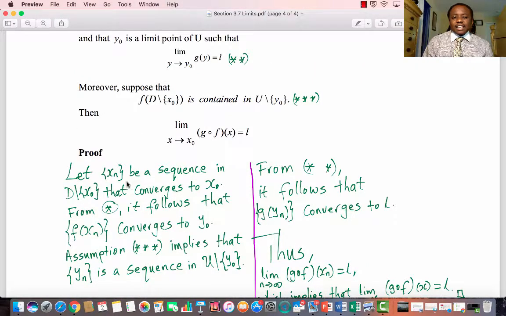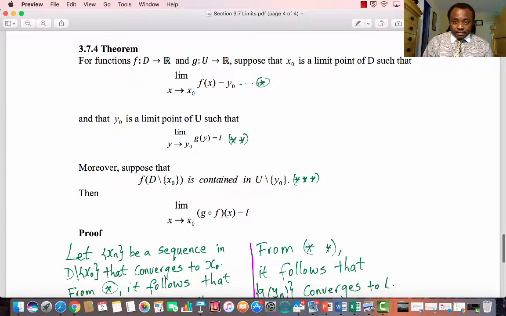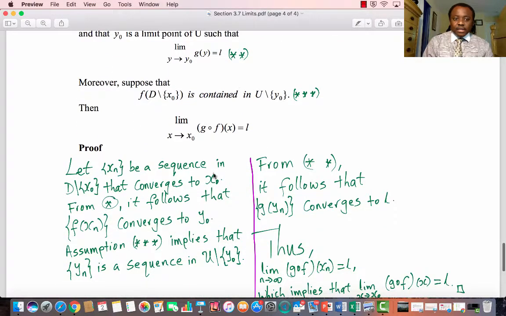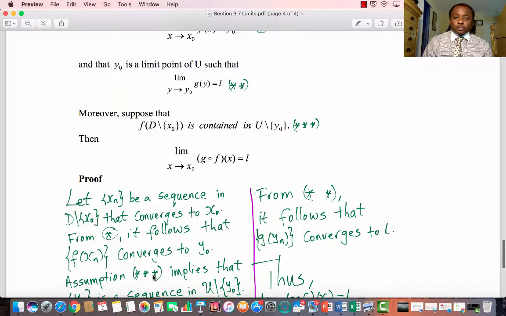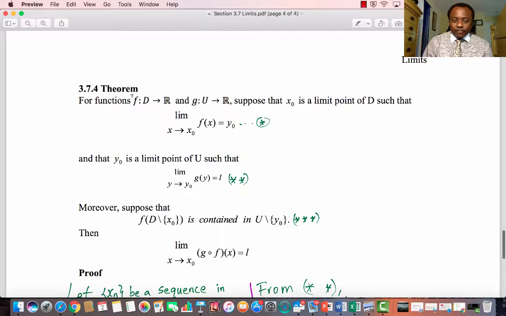Proof. Let xn be a sequence in D minus the singleton x naught that converges to x naught. From star, it follows that f of xn converges to y naught. Assumption star star star: f of D minus the singleton x naught is contained in U minus the singleton y naught. So f of D minus x naught is contained in U. That is what permits us to define the composition g composed with f.